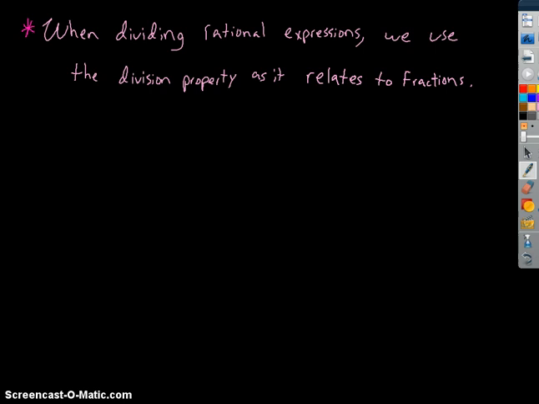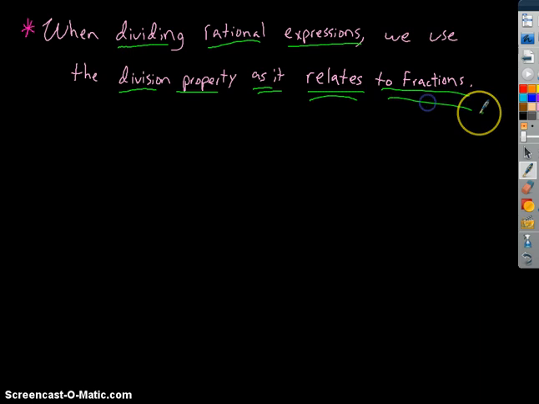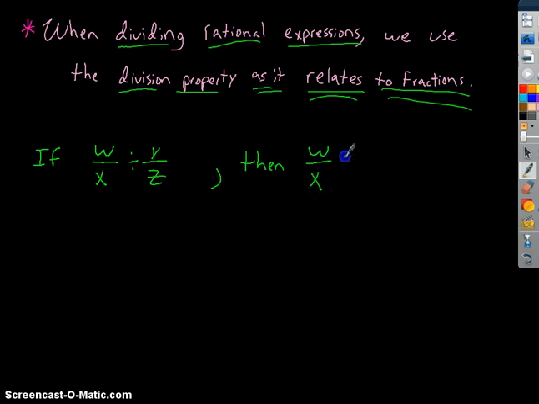So when dividing rational expressions, instead of multiplying, we're going to divide them. When dividing rational expressions, we use the division property as it relates to fractions. You may remember copy, change, flip, or keep, change, flip, however your 5th grade teacher told you how to divide fractions. It all comes back in these examples. For example, if given w over x divided by y over z, that's equal to w over x times the reciprocal of y over z. The reciprocal of that is z over y.